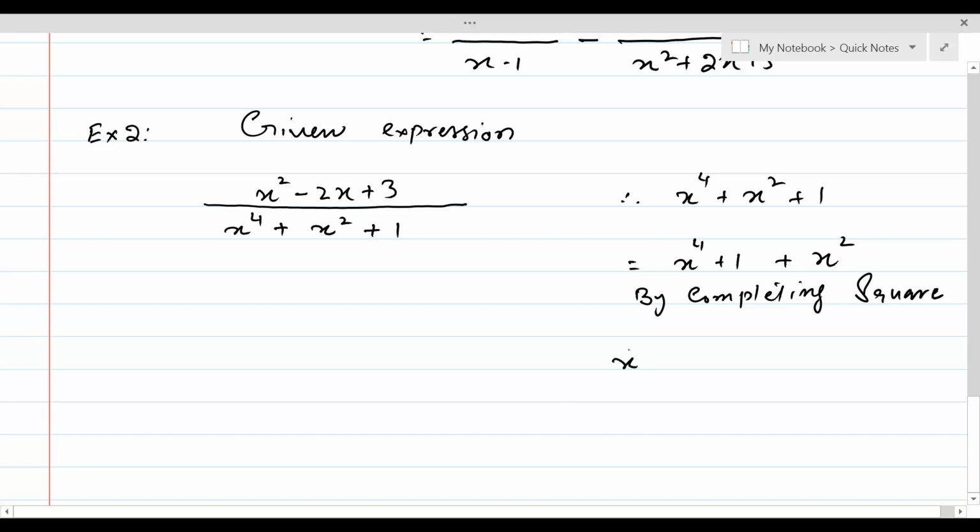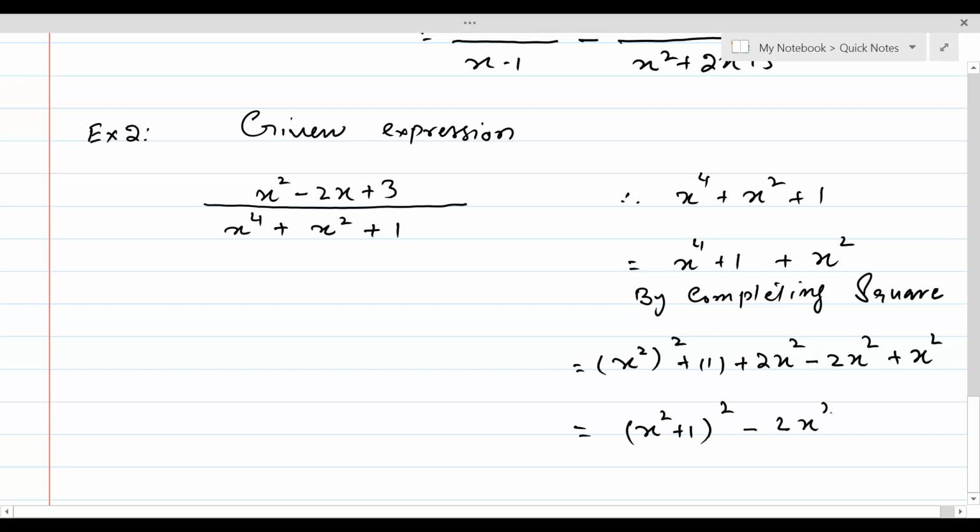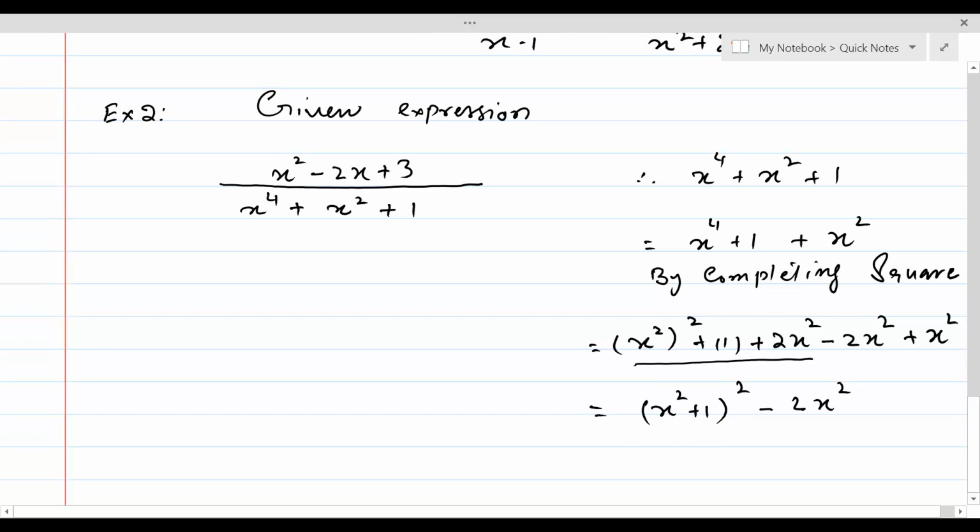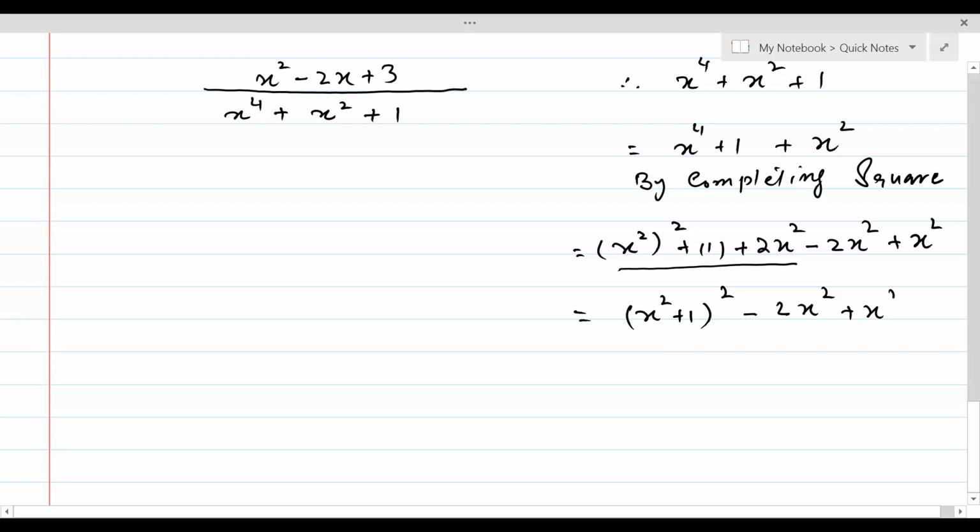By completing the square, what we will do is x square whole square plus 1. And if you remember the completing square method, we add 2x square and we also subtract 2x square plus x square, which is already part of the given expression. This will complete our square. This will give us x square plus 1 whole square minus 2x square. So this is complete square up to this point, and we got plus x square. So this gives us x square plus 1 whole square minus x square.